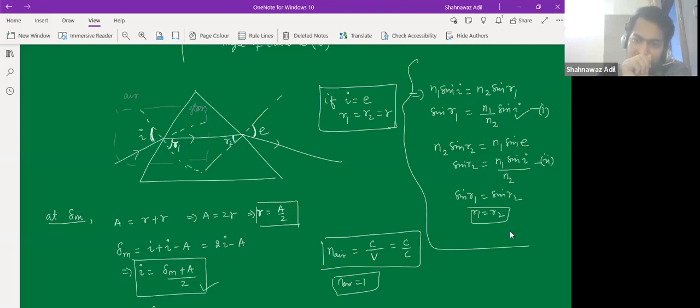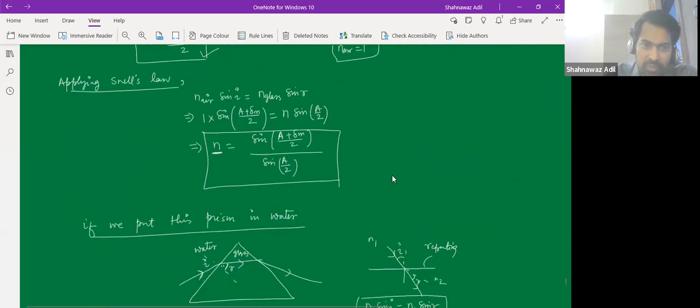Yes, whenever you guys have noted it down, please tell. And we will do questions and then we will understand about the optical instruments. Yes, sir. Done. Everyone noted. Then we write down this.